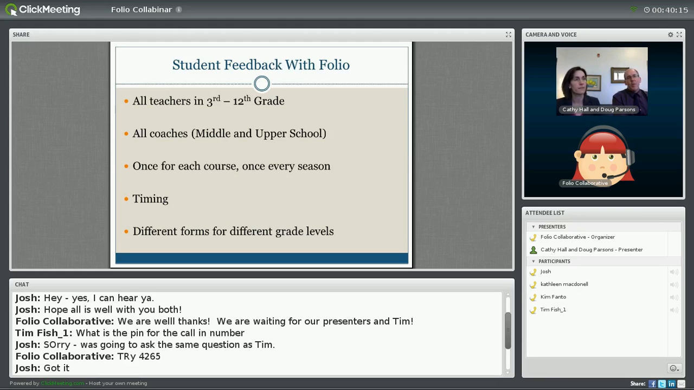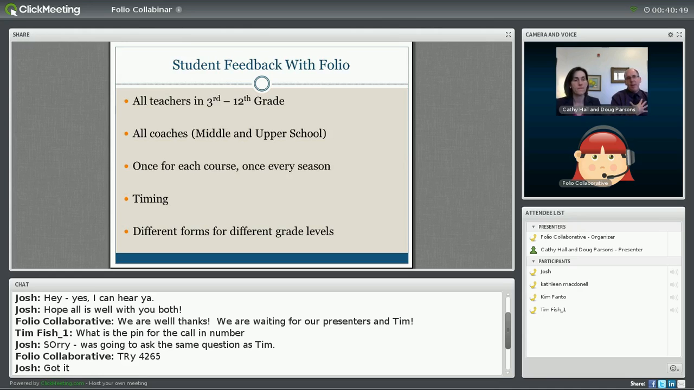And one of the questions that came up last year was, is the form age appropriate for 3rd graders? 3rd graders don't necessarily know what innovative means in terms of what a teacher should be doing as far as fostering innovation. The reason that we have a standard form across grades is because then the data is standard. Everybody's being evaluated on the same data, and as you may or may not know, in Folio there are different ways to compare feedback data.